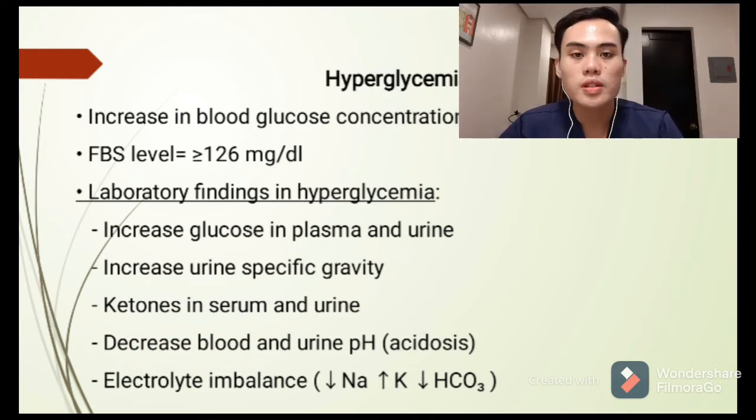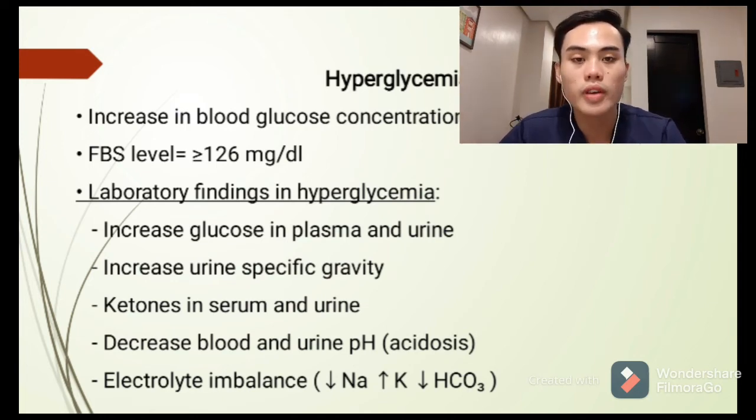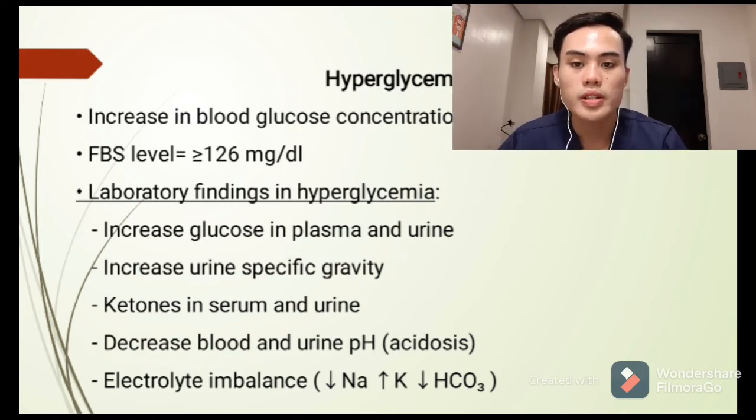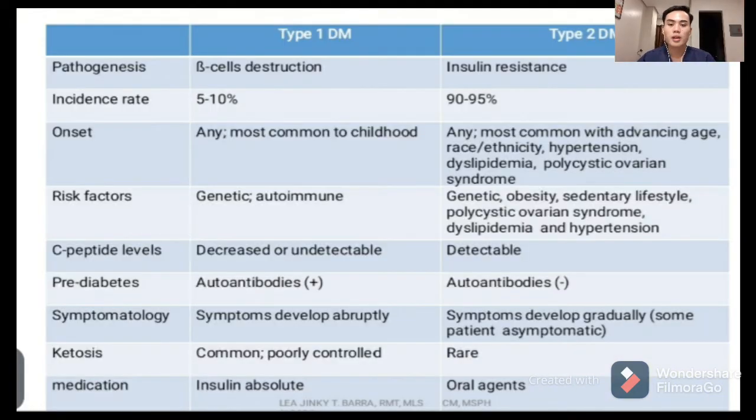and urine. Ketones are actually a byproduct of fat metabolism. So normally, our body uses glucose as a source of energy production. But in the case of DM patients, since they cannot utilize glucose, they use stored fats as a source of energy production. And the byproduct of fat metabolism is ketones. Decrease in blood and urine pH or acidosis, and electrolyte imbalance. So decreased sodium, increased potassium, and decreased bicarbonate. Hence acidosis. So this table shows the major differences between type 1 and type 2 DM.